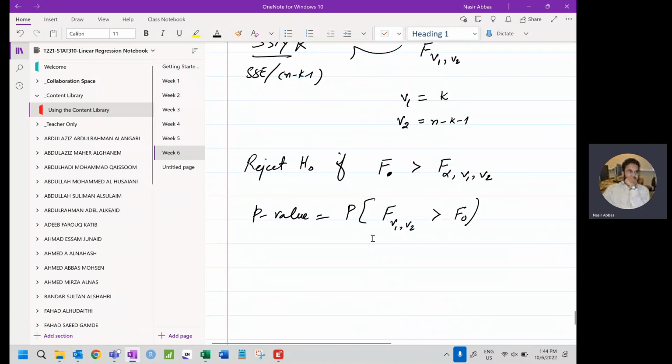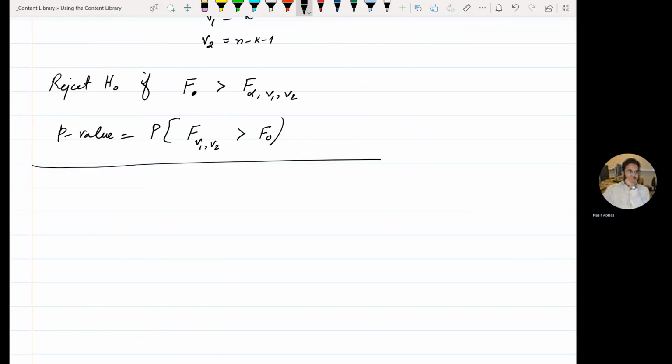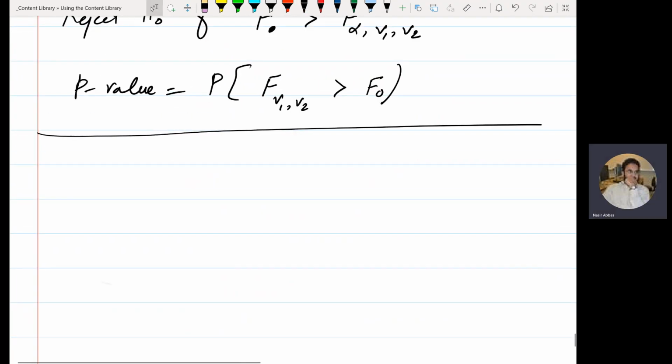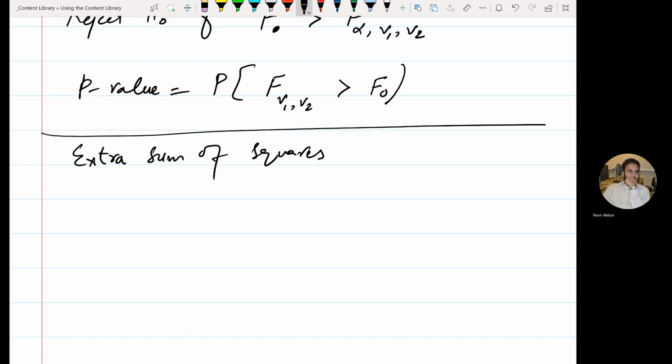Any questions at this point? In case of no questions, let us move on to the next topic. Before I go to the next topic, I'll introduce you to a new term, which is called extra sum of squares. What is this extra sum of squares? This is a concept which is only related to multiple regression. It doesn't come in simple regression.